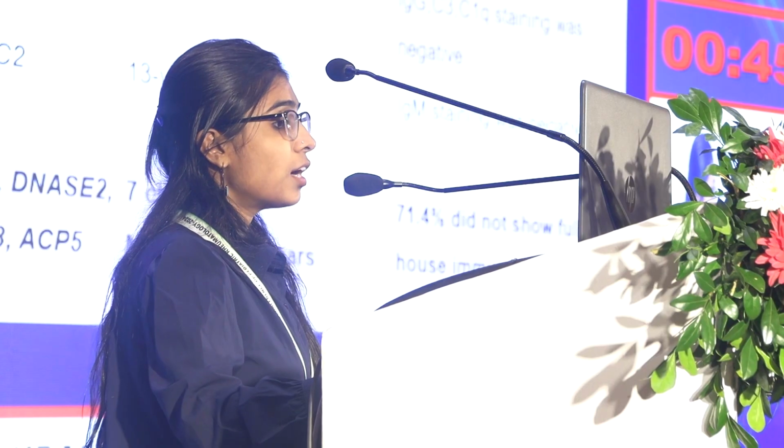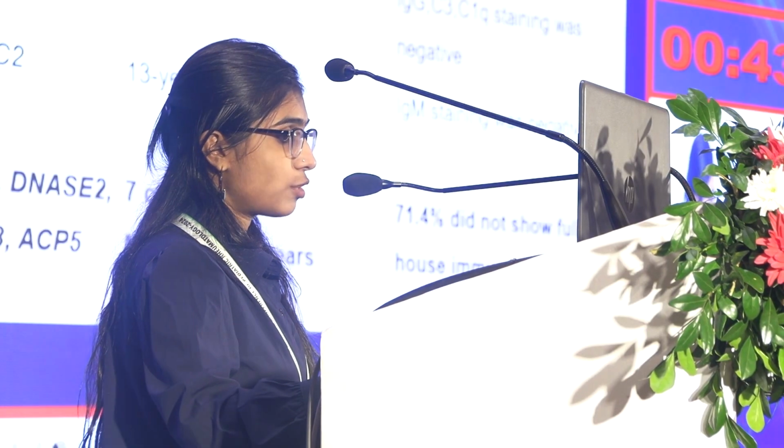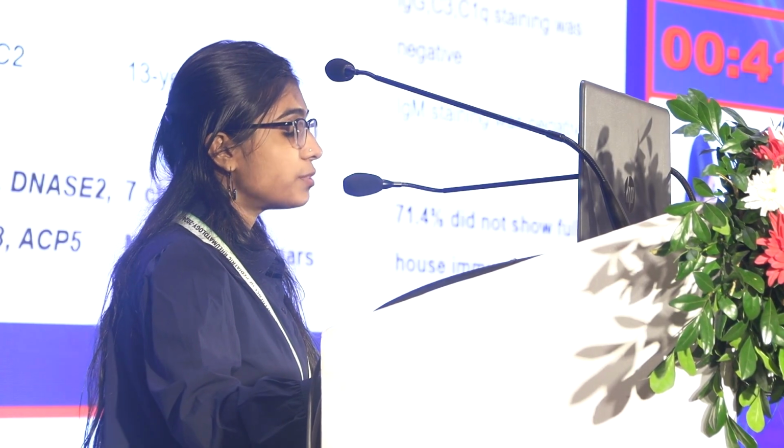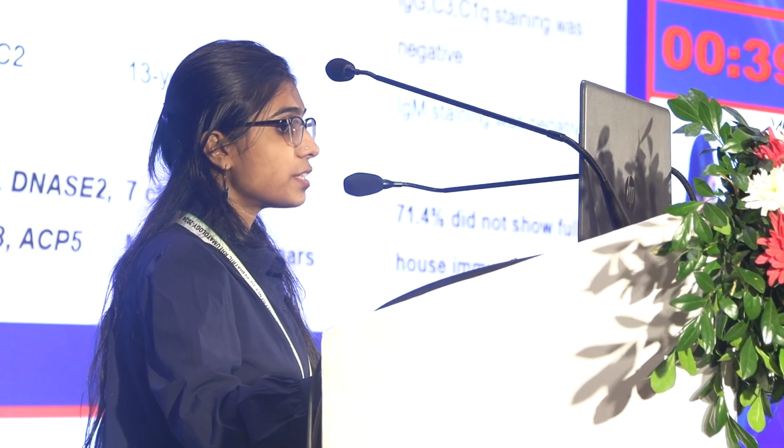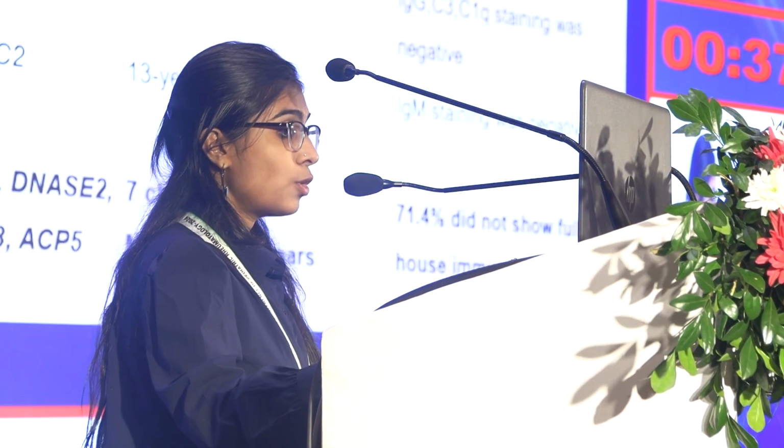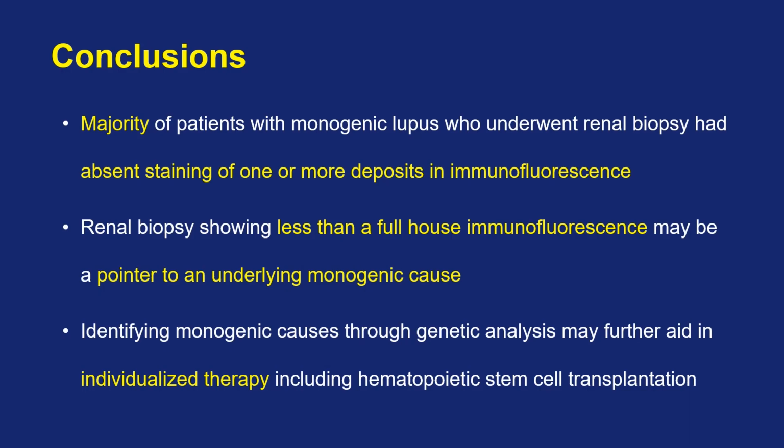This study now describes 7 patients with monogenic lupus, 5 of them having a confirmed genetic mutation, and more than 70% do not show full house immunofluorescence. So it might be concluded that the majority of the patients in the monogenic lupus cohort did not have full house immunofluorescence, and they showed absent staining of 1 or more deposits. So anything less than a full house immunofluorescence may be a pointer towards an underlying monogenic cause.